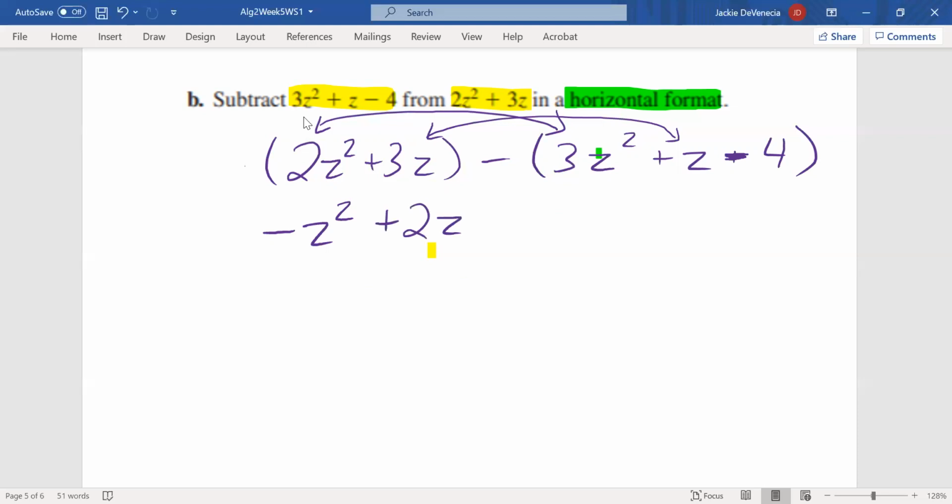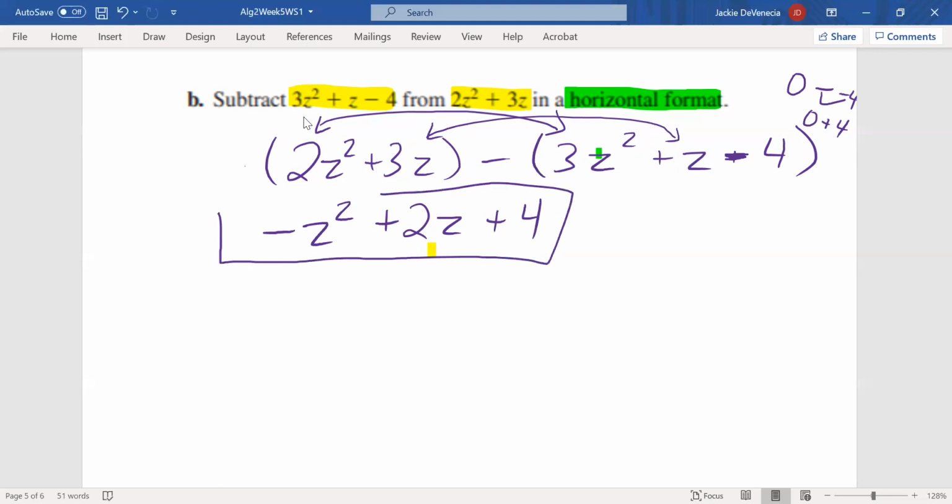And then here, there's nothing. There's no constant over here. So I'm actually doing a 0 minus a negative 4. So your minus minus will be the same as saying 0 plus 4. So this is what you will end up with.